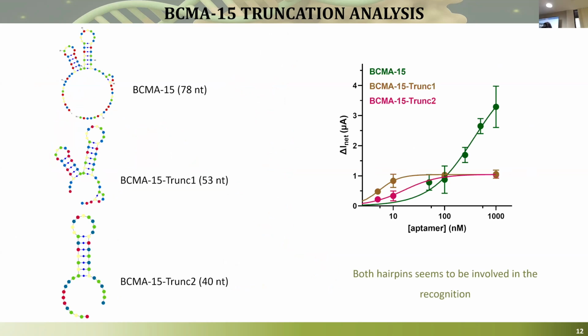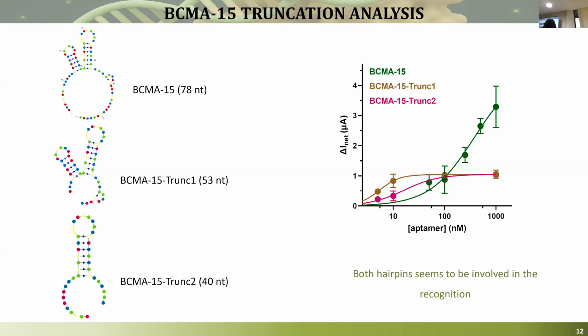As you can see, we have a lower saturation signal, but if we look at the affinity constant, they seem to be better than the complete one. And this truncation seems to be a little bit better. So maybe this means that hairpin 2 is involved in the recognition, but we also need the other one to bind to the target.